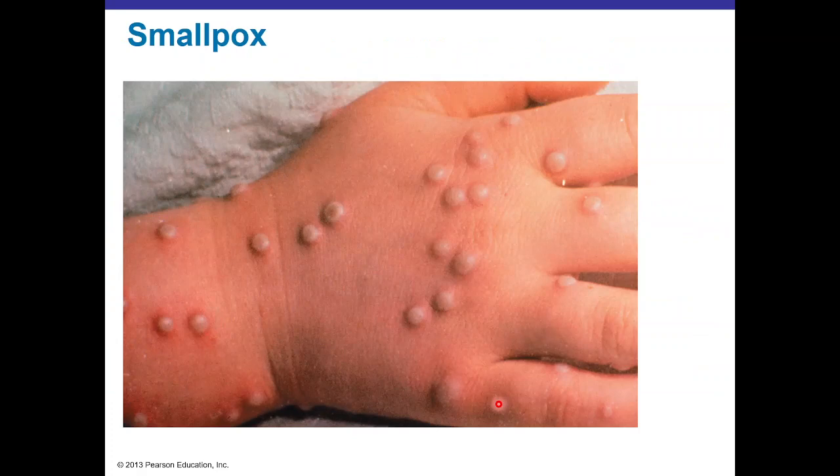So here are just some images to show you smallpox lesions. This virus was eradicated in the 70s, and this was because of the efforts of vaccination. But this virus used to cause these vesicles in the skin of the person, and inside these vesicles, you have not only pus, but also the viral particles.